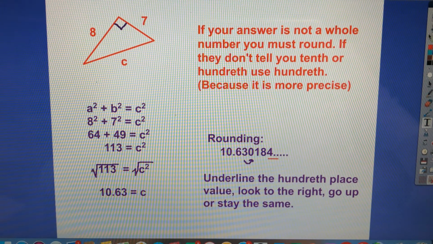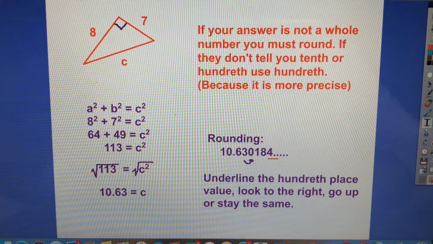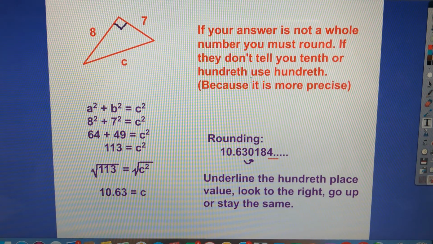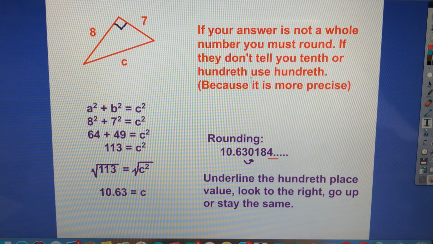If your answer is not a whole number, you're going to have to round. And if you don't tell anybody what to round to, you're going to use either the 10th or the 100th place. Use the 100th place. The 100th place is more precise. Precision in math is important.